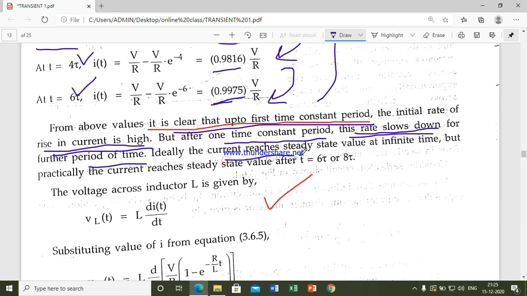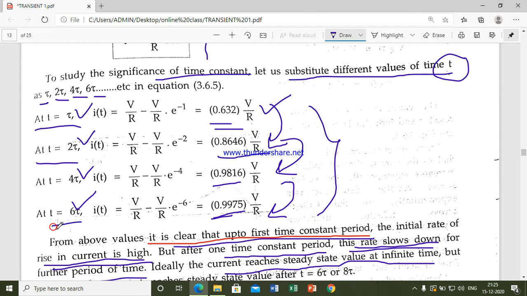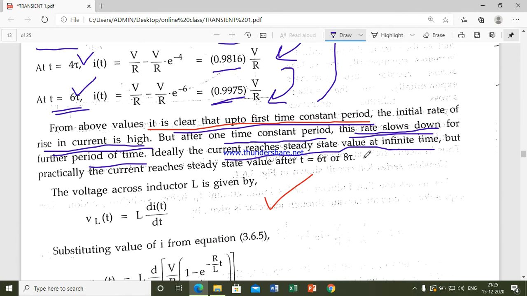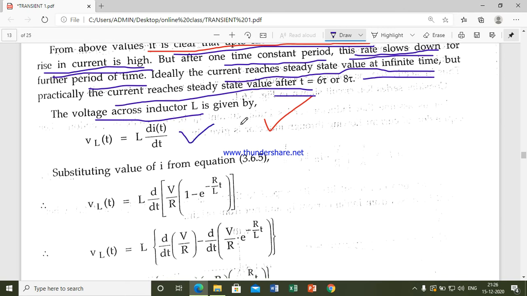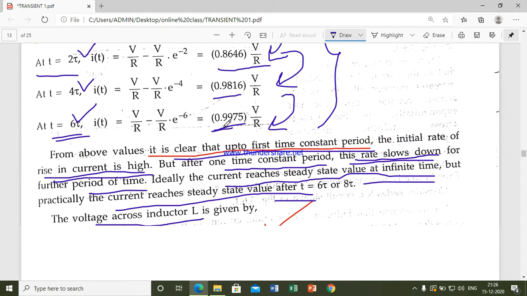Ideally the current reaches the steady state value at infinite time, at t equal to 6τ or for t equal to infinity. For infinite time it reaches one value, but practically current reaches the steady state value after 6τ or 8τ. So the voltage across the inductor can be represented by VL of t equal to L into di by dt. In this expression, put the value of I of t, the derivation result you got.